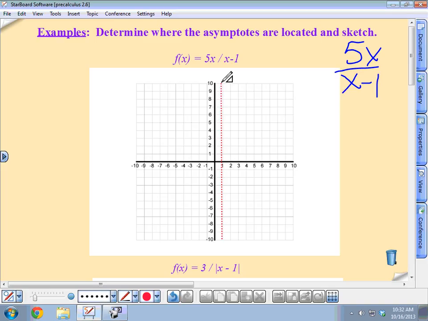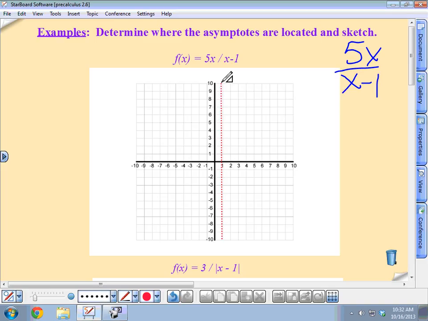All right. To find a horizontal asymptote, we compare the degrees of the numerator and the denominator. So what degrees do we have? 1 and 1. So the denominator and the numerator are both first degree polynomials, so they are equal. If our polynomials have equal degrees, do I have a horizontal asymptote or not? Yes, I do have one.